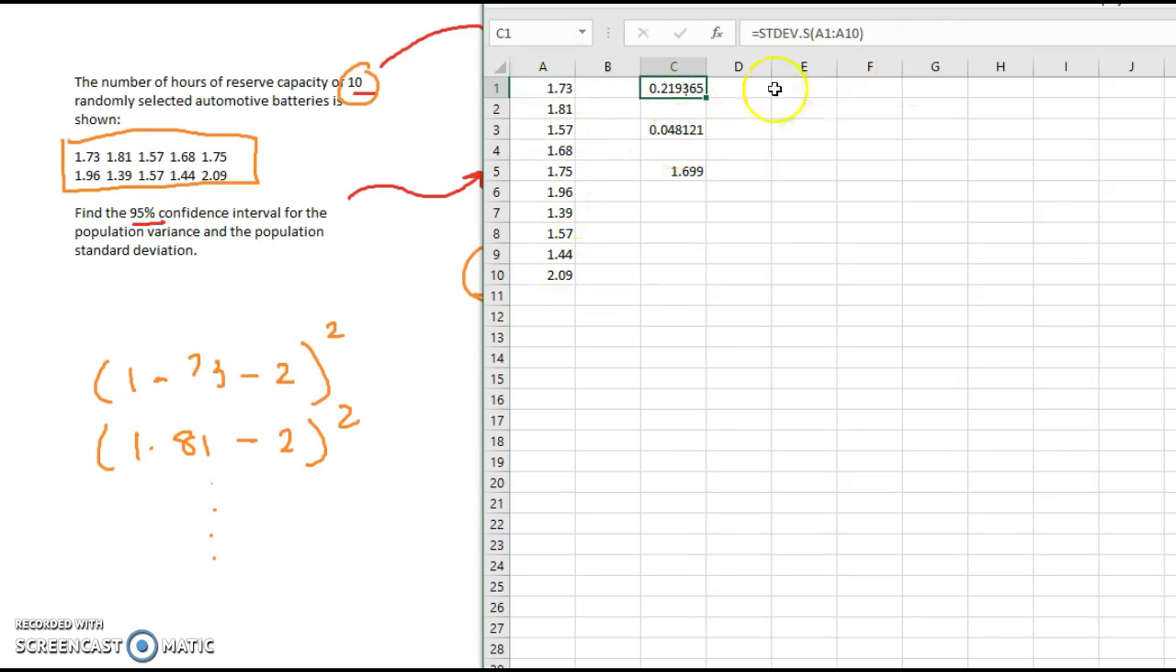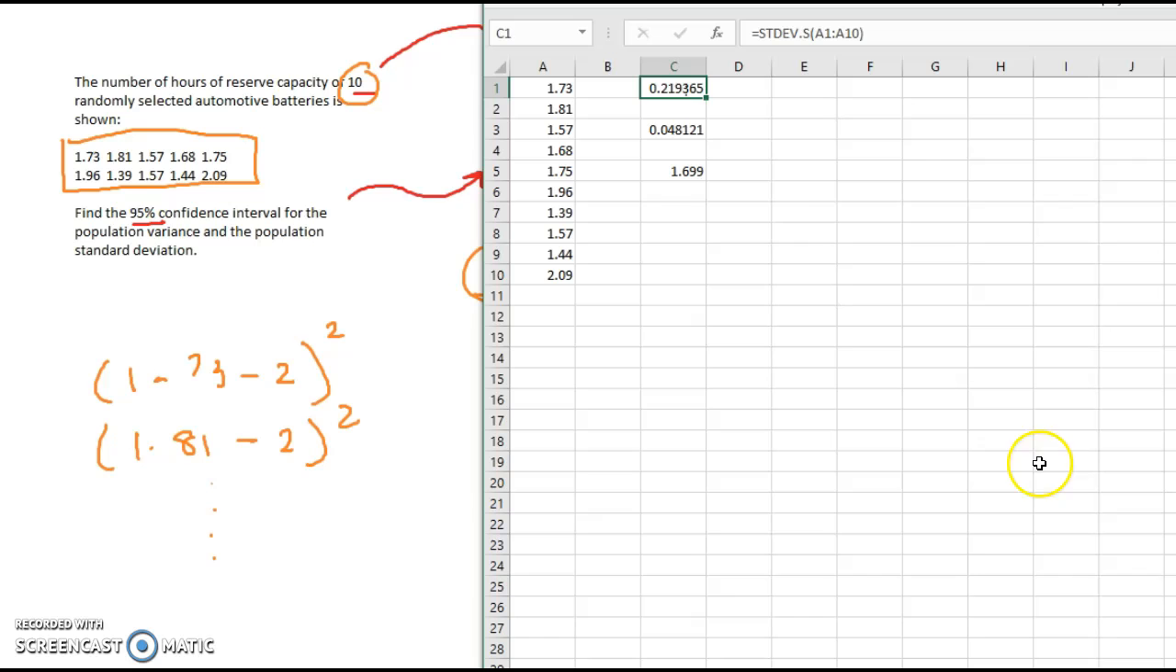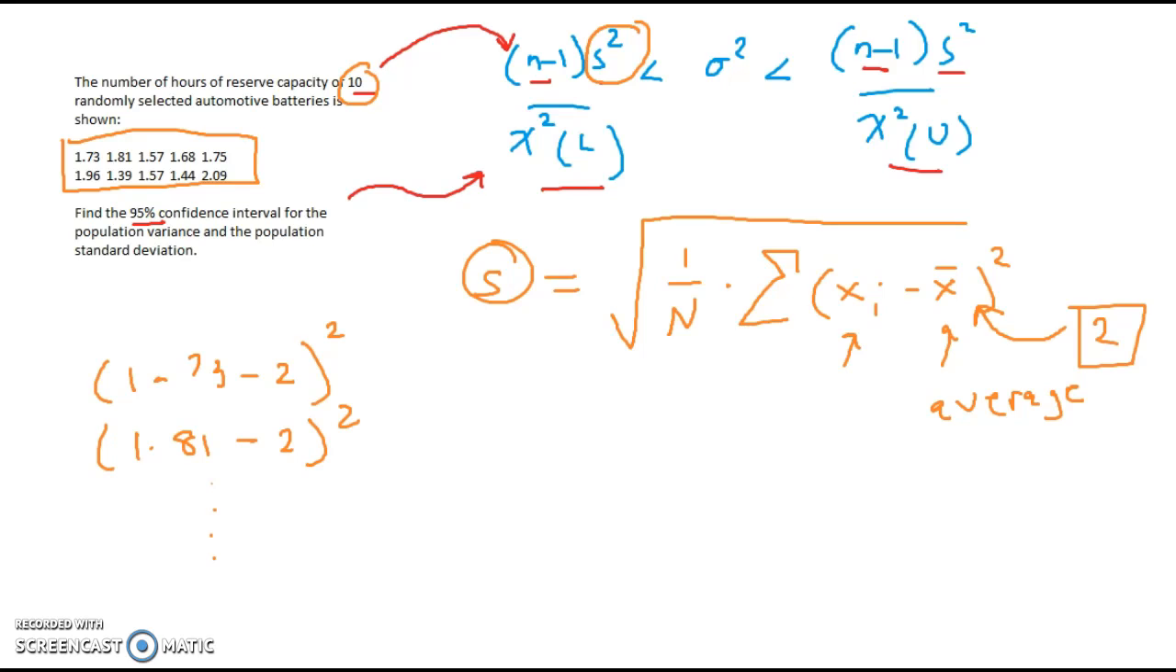All right? And then, again, very importantly, back to this, we want standard deviation squared for our formula. So I took that number. Let me come back to Excel. Here it is. Took that number and I just squared it. So C1 squared, meaning whatever's in here, square it, got me 0.048.